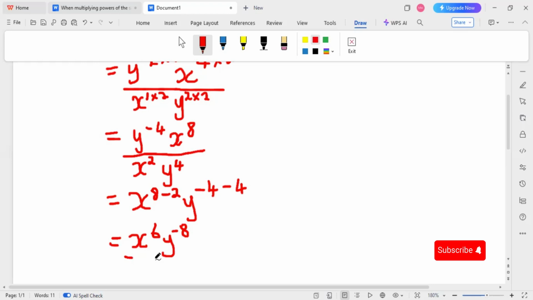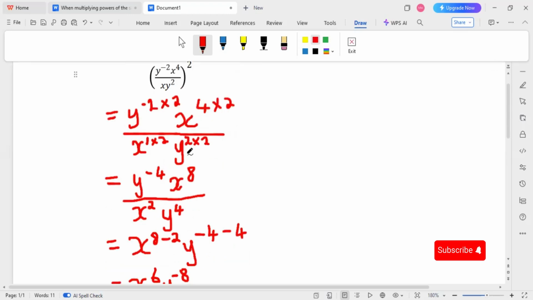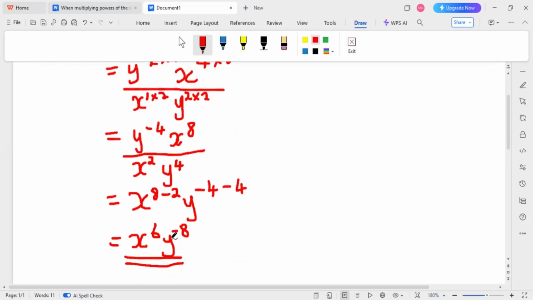Let's hope it makes perfect sense. So yes, that's how you simplify that question there. We were given this question and asked to simplify. So to simplify it, you just have to follow all these steps that I did right here, and then you'll get your final answer.